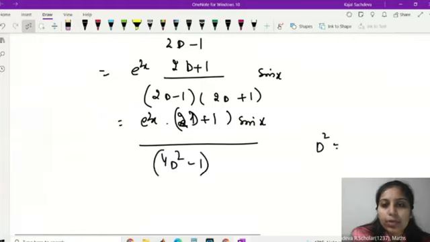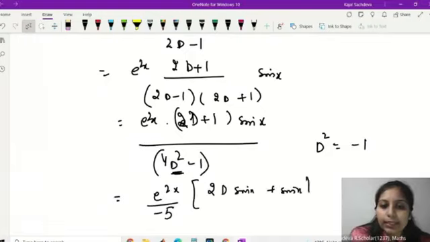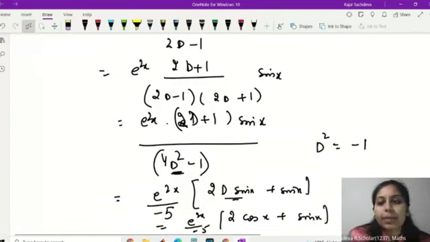And again substituting D square is equal to minus 1, we get e^2x. Here 4 times D square is minus 4, minus 1, minus 5. And above, 2D sin x plus sin x. So D can be operated as differentiation. Sin x differentiation is cos x: 2 cos x plus sin x. This is our required PI.